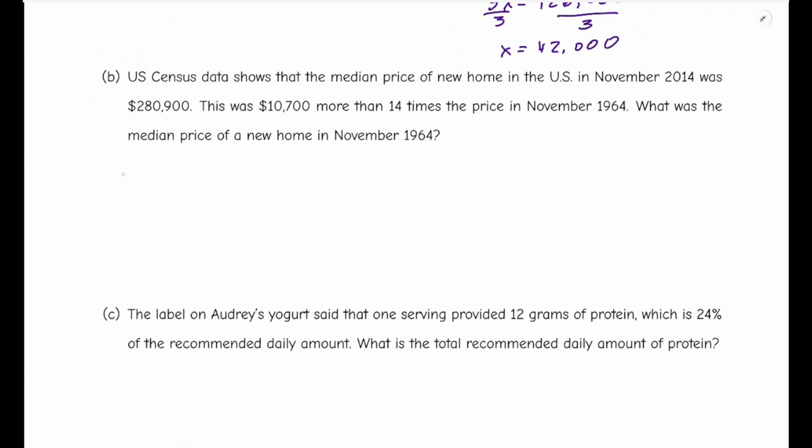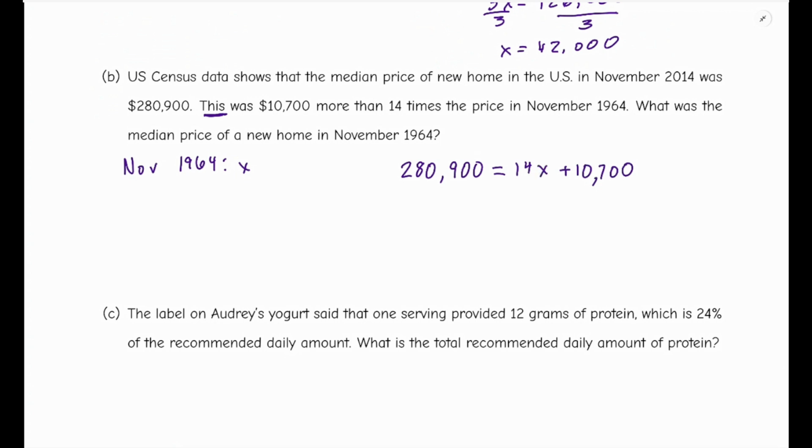This time there is only one variable, and that's the price of a home in November of 1964. So I'm going to just call that x. Now, what we were told was this. What does this refer to? Well, that's the price of a home in 2014. So that'd be 280,900 was 10,700 more than 14 times the price in November of 1964. So this becomes our equation.